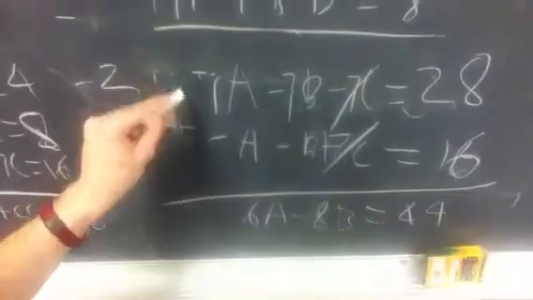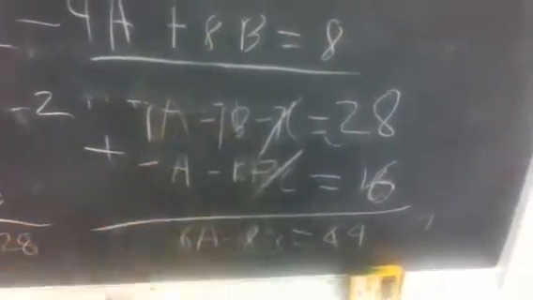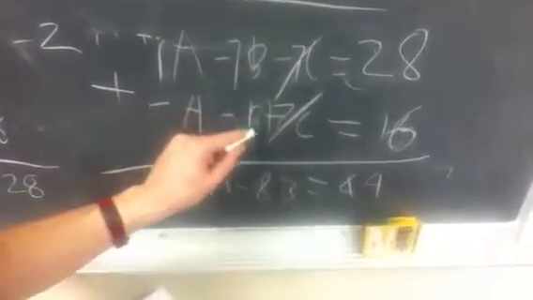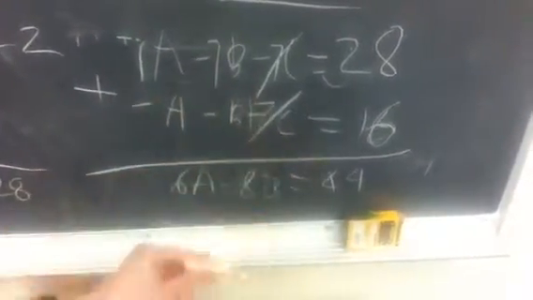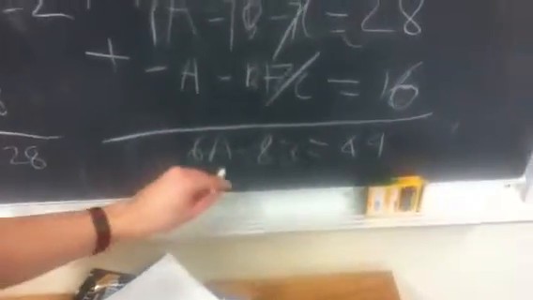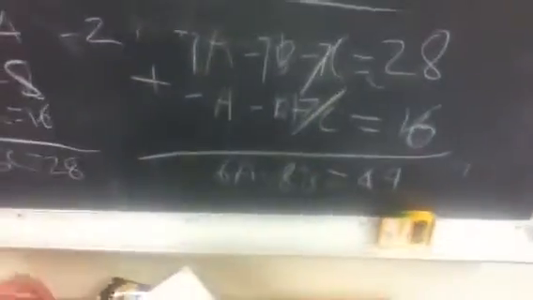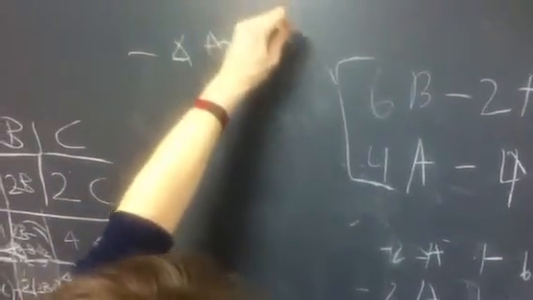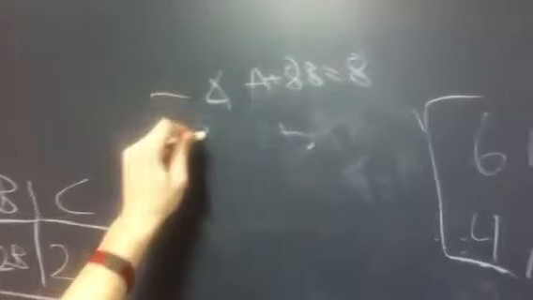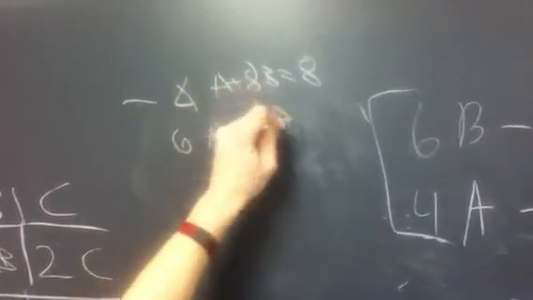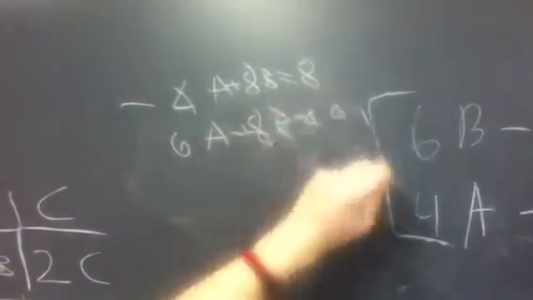And then with these right here, you have 7a minus 7b minus 7c equals 28, and negative a minus b plus 7c equals 16. Use process of elimination to get rid of the c's again. 6a minus 8b equals 44. So I have minus 4a plus 8b equal to 8 and 6a minus 8b equal to 44.